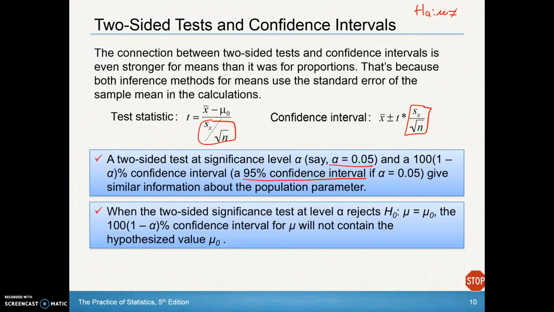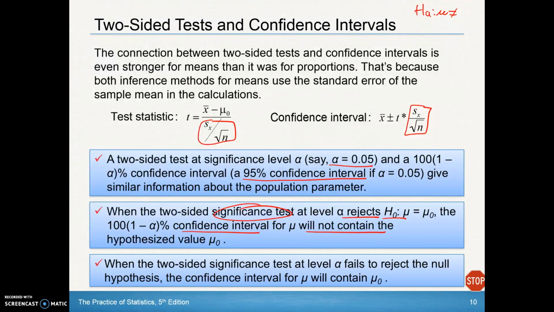When the two-sided significance test at a level alpha rejects the null, the confidence interval for mu will not contain the hypothesized value. So if I reject the null in a significance test, that means that value will not be in the confidence interval. When the two-sided significance test fails to reject the null, then the confidence interval that we calculated will contain the mu.